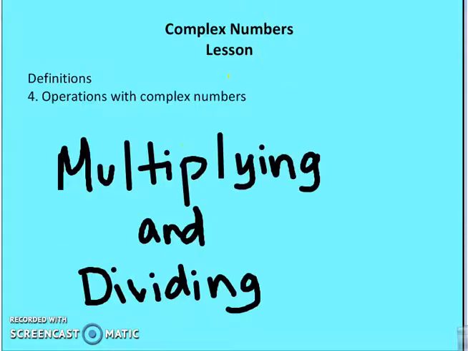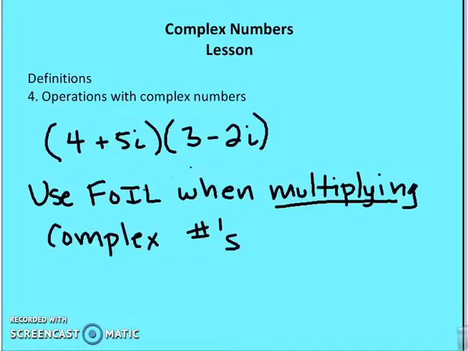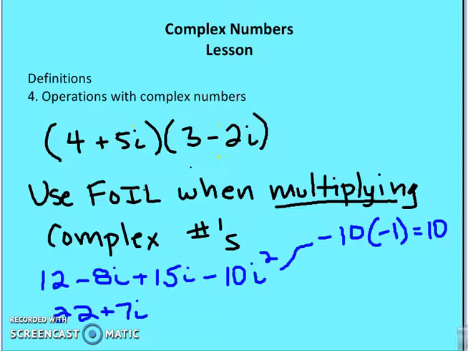All right, so multiplying and dividing. Multiplying is getting to be a little bit more challenging here. We're going to just FOIL when multiplying complex numbers. 4 times 3, 4 times negative 2i, plus 5i times 3, plus 5i times negative 2i, and then combining like terms. The only challenge here comes from negative 10i squared. i squared is negative 1, so negative 10 times negative 1 is 10. So we're actually adding 10 to 12, not subtracting that value. So this ends up being 22 plus 7i.